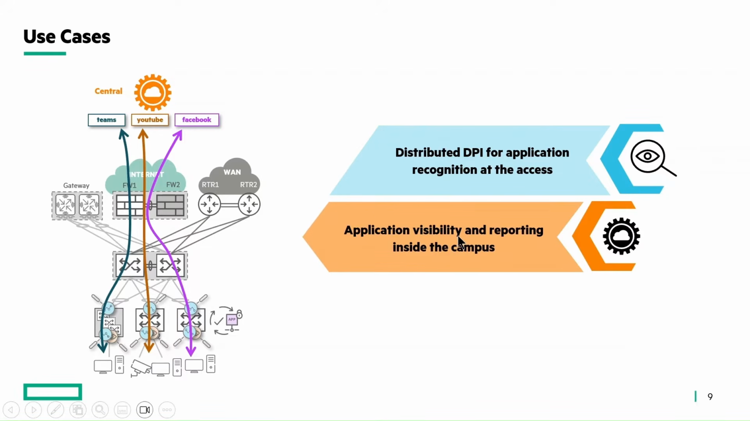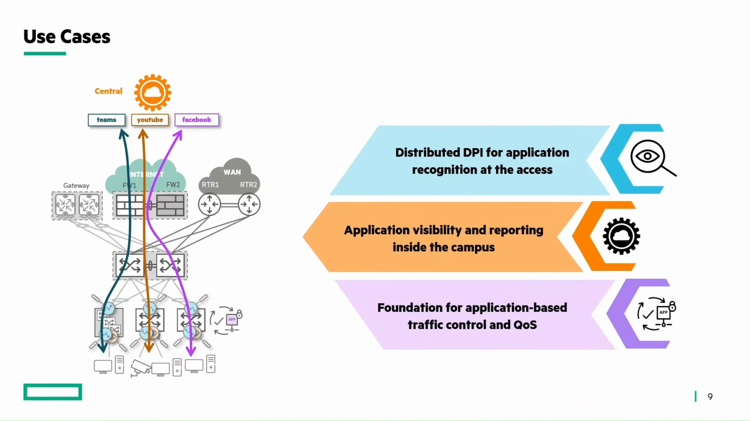The next thing would be application visibility and reporting inside the campus. The application recognition provides on-device L7 visibility which can be reported to internal as well as external collectors. Last but not least, foundation for application-based traffic control and QoS. It controls the applications accessed by various users connected to the switch using application-based policy enforcement.